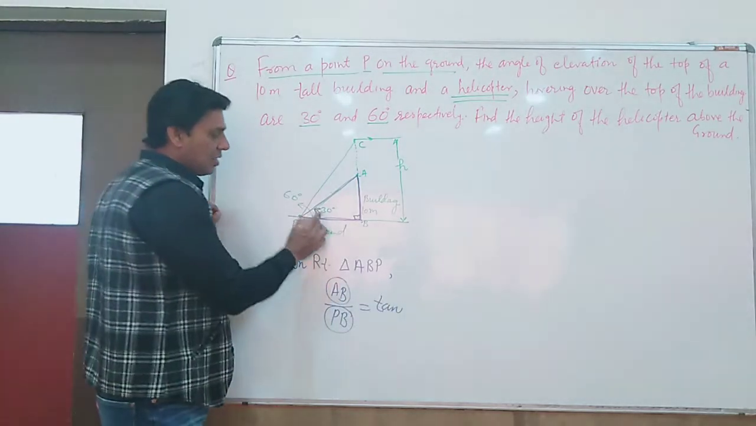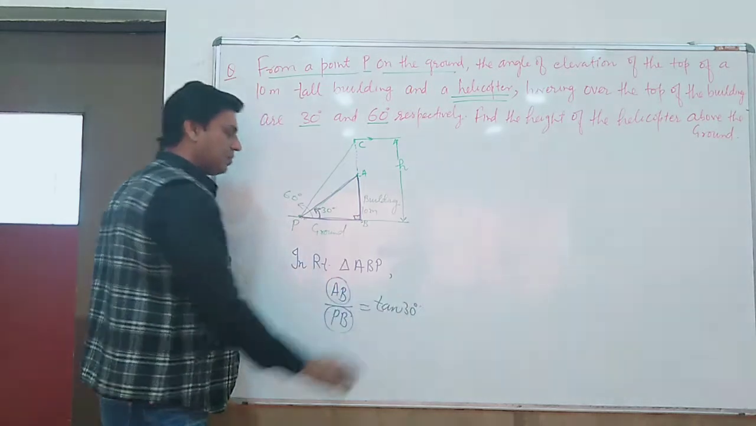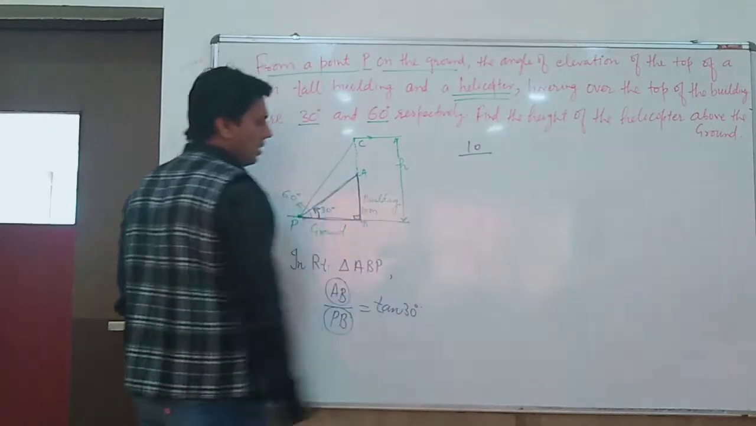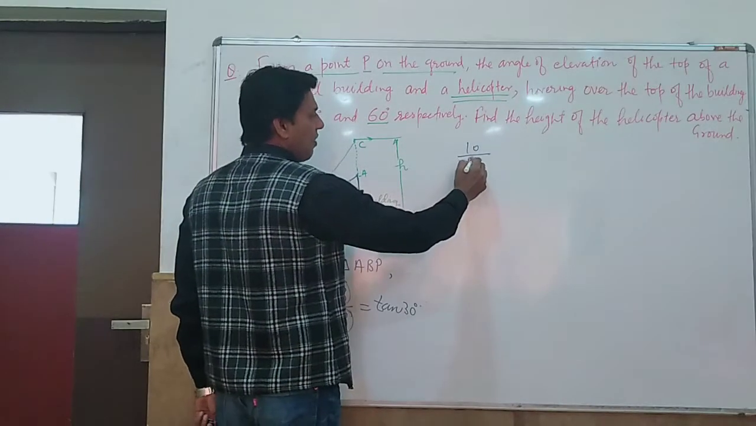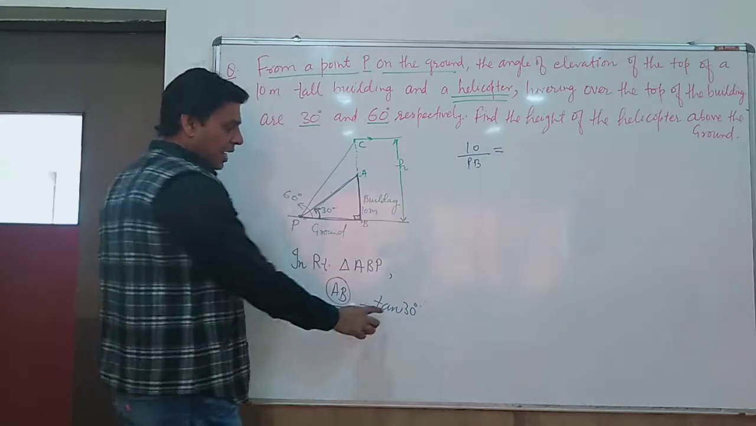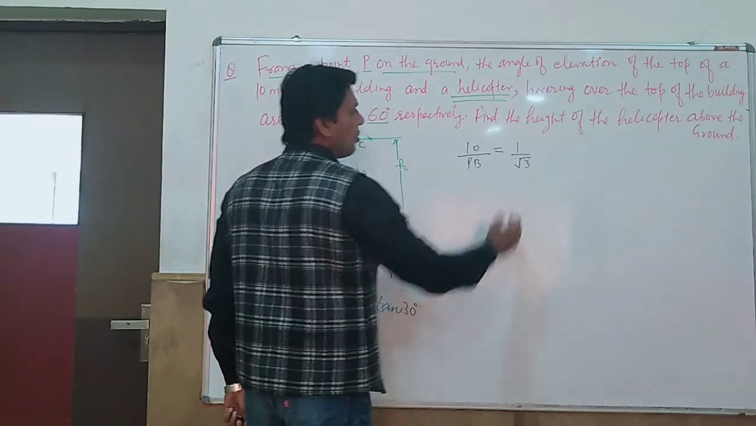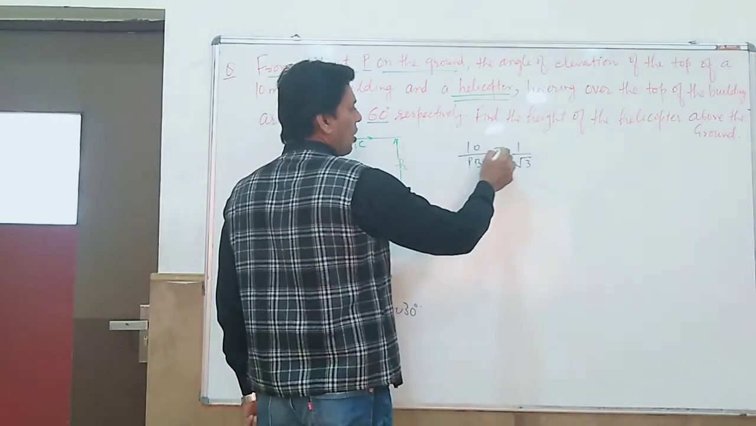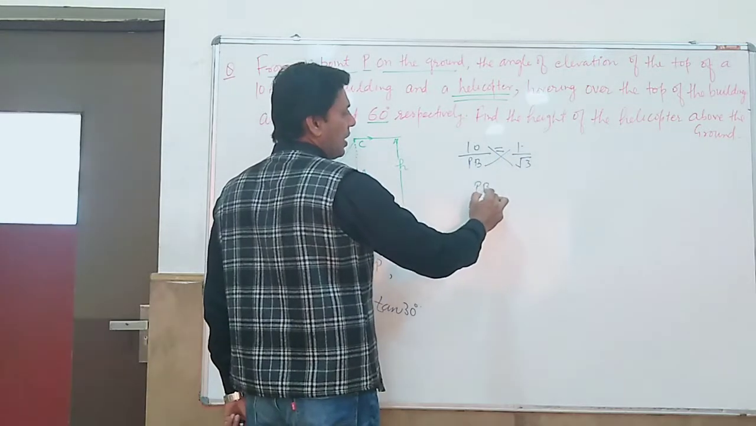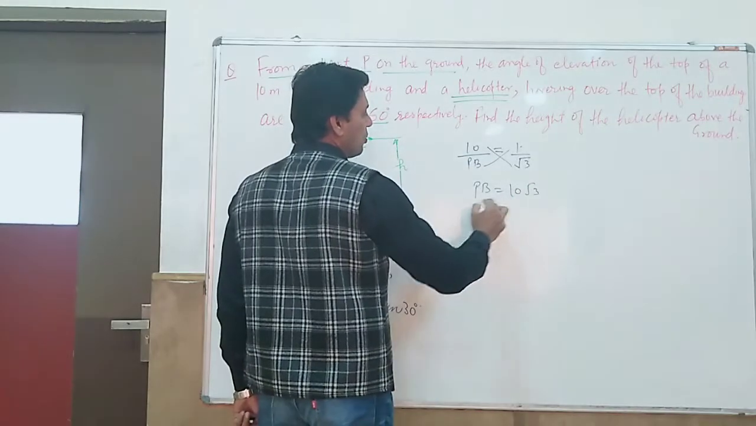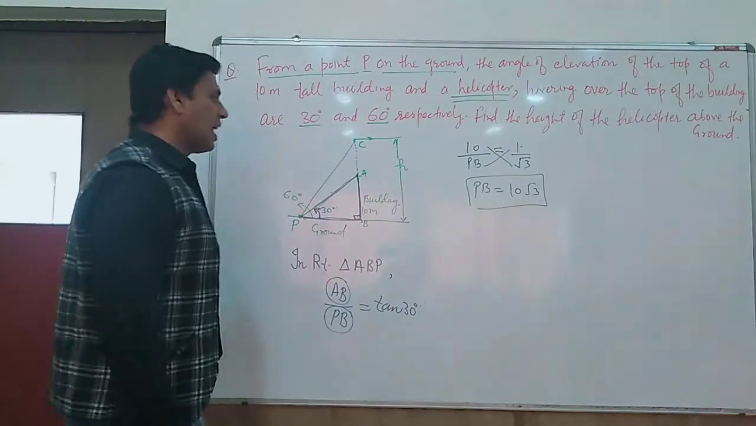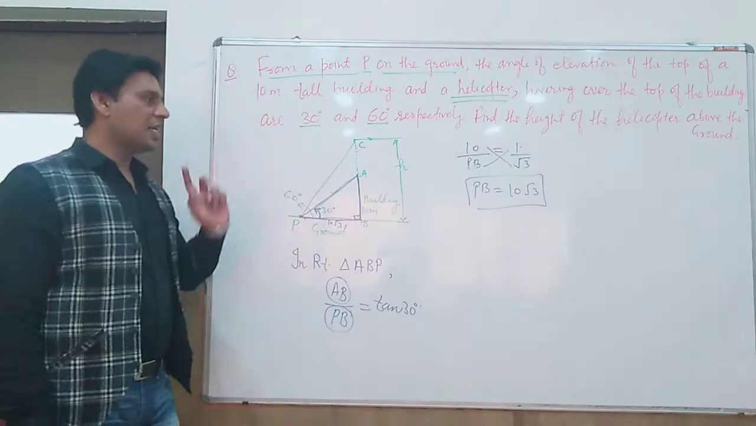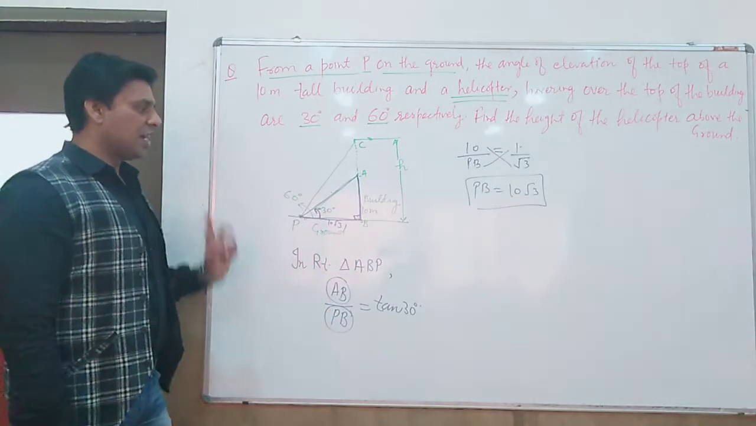The ratio is tan of what angle? 30 degree. This is the angle. So now, what is the height of AB? It is given 10 meter. And PB we will find: tan 30 degree is 1 upon root 3. Now cross multiply. So PB into 1, PB is equal to 10 root 3. So we have calculated this length. PB is calculated. So now this triangle is complete.